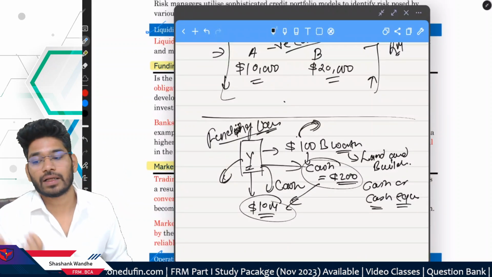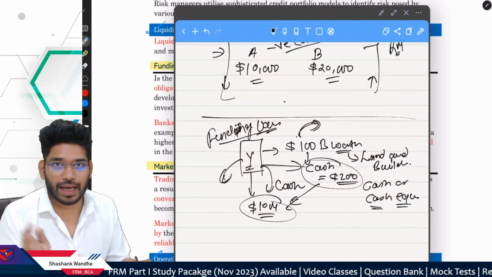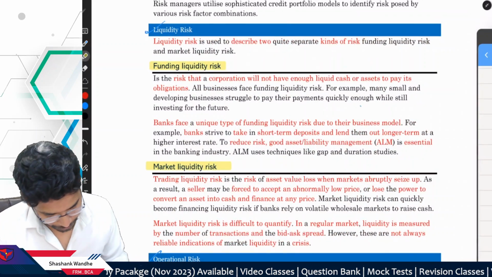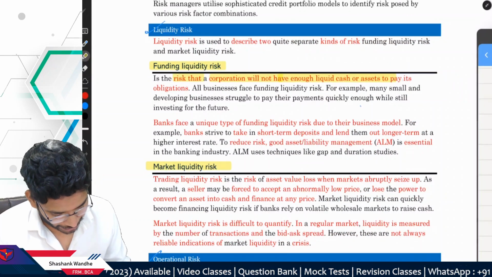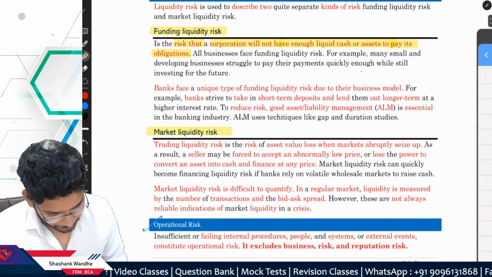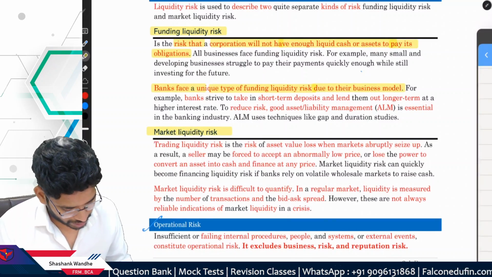Funding liquidity: the bank is unable to generate funds by borrowing. So here is the risk that a corporation will not have enough liquid cash or assets to pay its obligations. Now here, the bank faces a unique type of funding liquidity risk due to its business model.